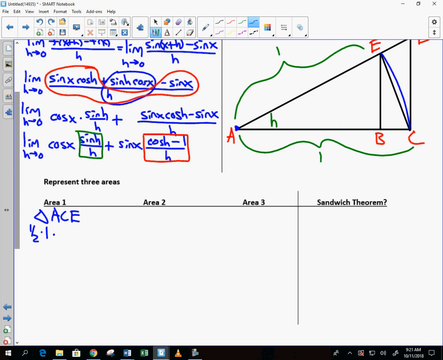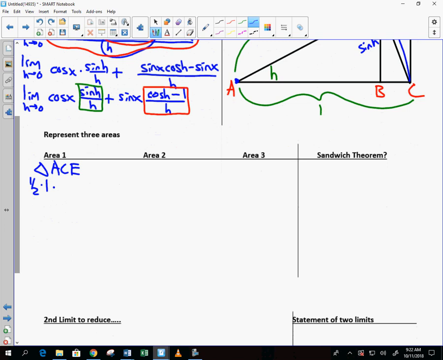In fact, do you know what trig function has to do with its opposite side and its hypotenuse? Sine. In fact, we would say that the sine of H would be equal to the opposite side, which is EB, right? And what is the hypotenuse? 1. So in other words, sine of H is the same as EB, isn't it? So this is sine of H, which means that I can take this guy times the sine of H. So that's the expression for the area of the first triangle.